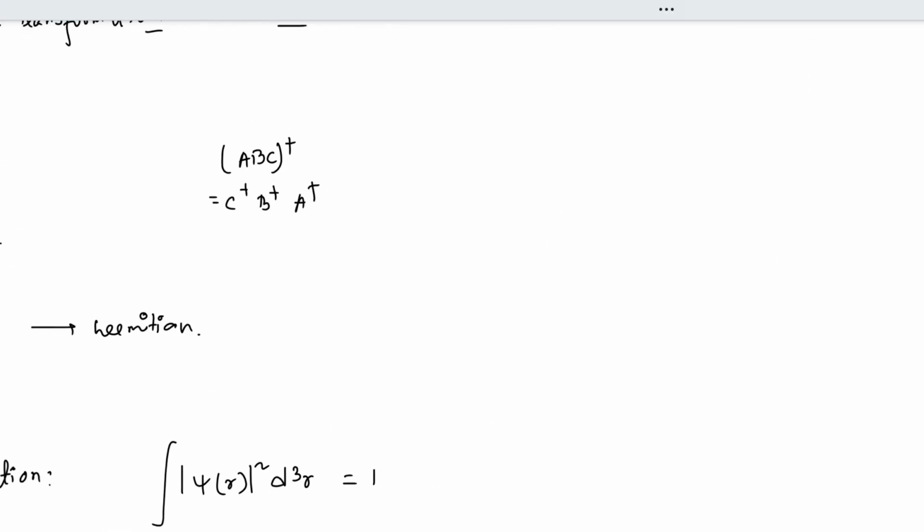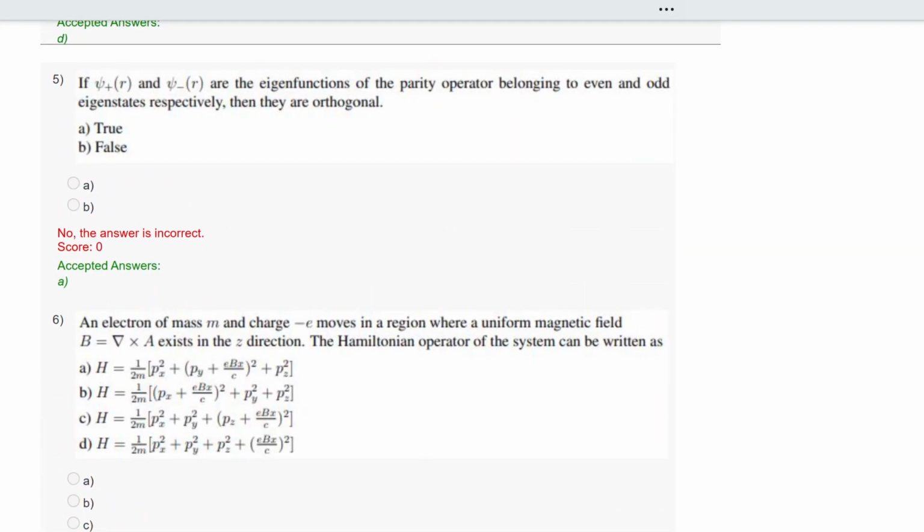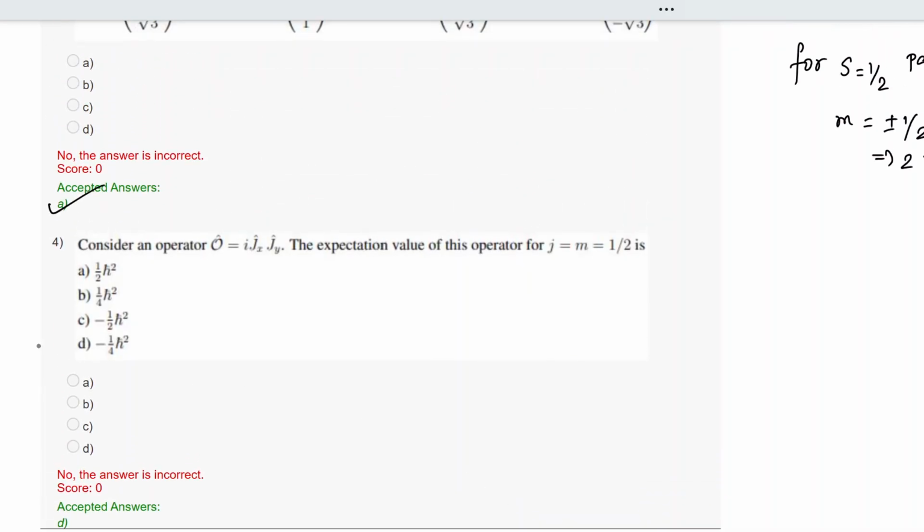So this is minus h cut squared by 4. D is the correct answer. So you are getting that. Now question number 5 is, if psi plus r and psi minus r are the eigenfunctions of the parity operator belonging to even and odd eigenstates respectively, then they are orthogonal. You have to say whether that is true or false.